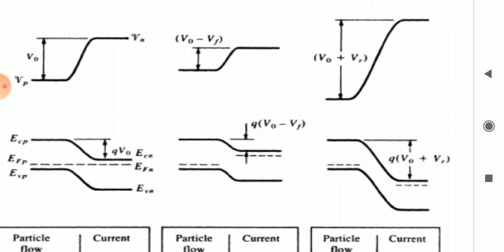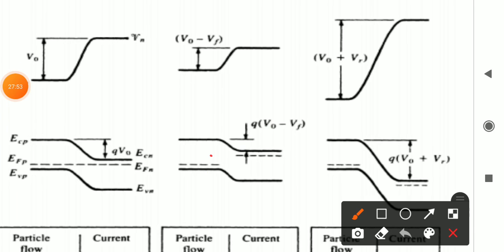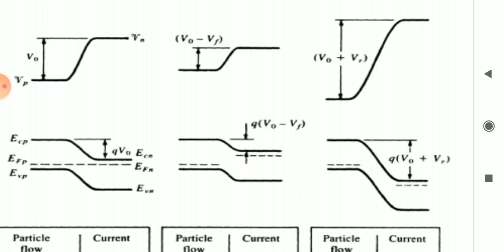Under forward bias, the Fermi level on the N side is above and the Fermi level on the P side is below by Q times Vf. So this difference is there, no? That difference we are calling Q times the applied voltage, Vf. Rest of all remains the same.